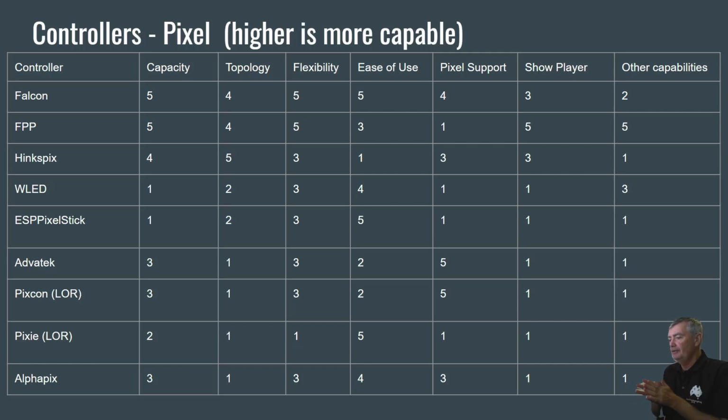Topology is typically focused on things like the ability to support remotes or spread out your controllers, and I'll talk through how I've rated those. Flexibility is the ability to easily support more difficult to support props and lighting. Ease of use is about just how easy is it to configure and set up and manage the controllers.